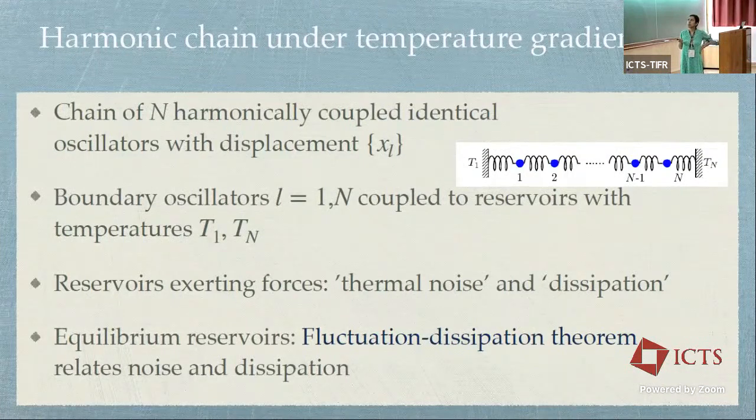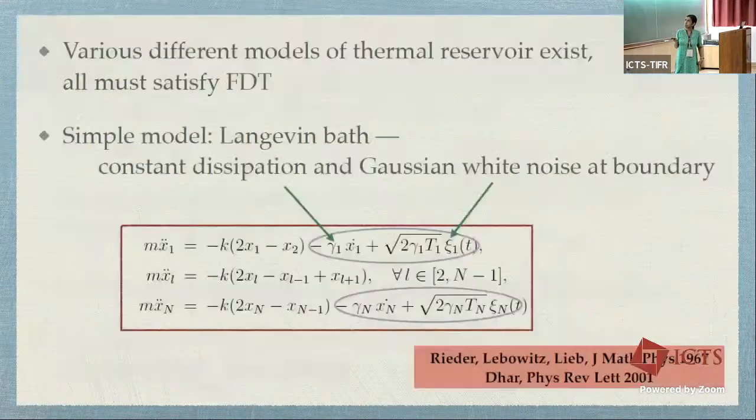There are usually two components of this force. One is just the random force, the thermal noise, and then the oscillator also loses some energy, which is characterized by dissipation. Because we assume that these reservoirs are in equilibrium, the noise and dissipation have to be connected. They cannot be independent of each other. The fluctuation-dissipation theorem is what connects this noise and dissipation. There are various different models of reservoirs possible, and all must satisfy FDT as long as we are talking about equilibrium and thermal reservoirs. The simplest model perhaps is the so-called Langevin bath, where the noise is just a white noise and the dissipation is constant.